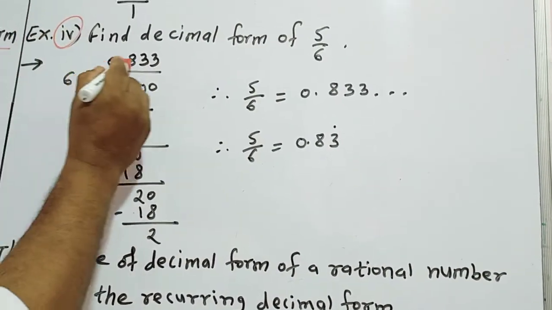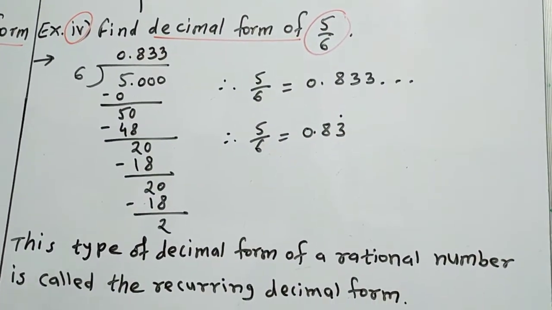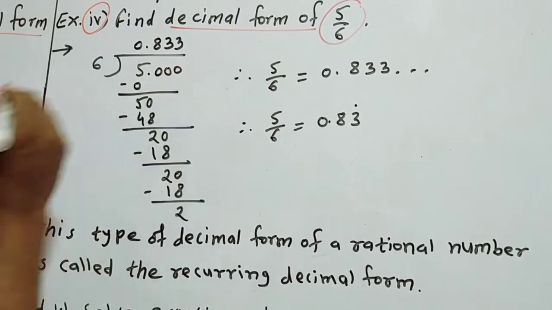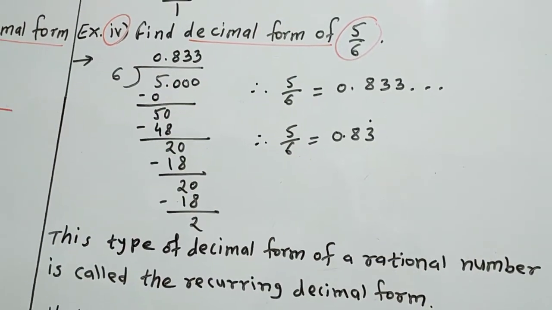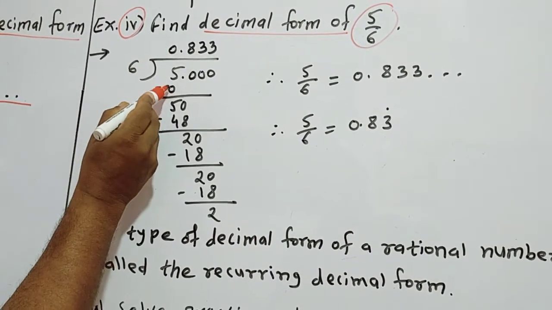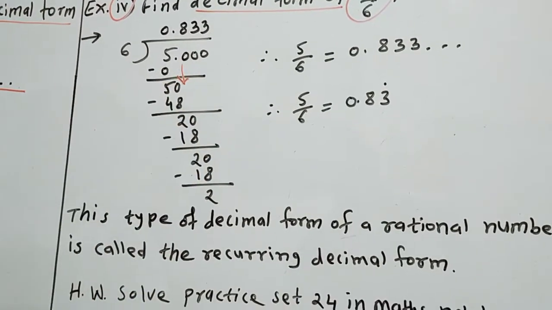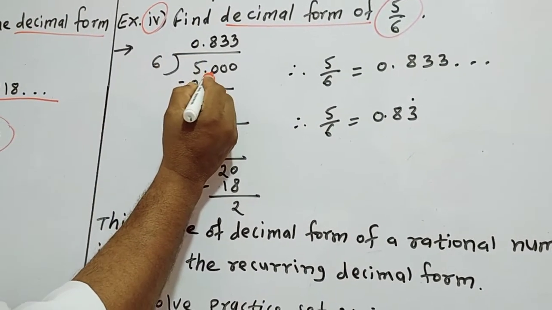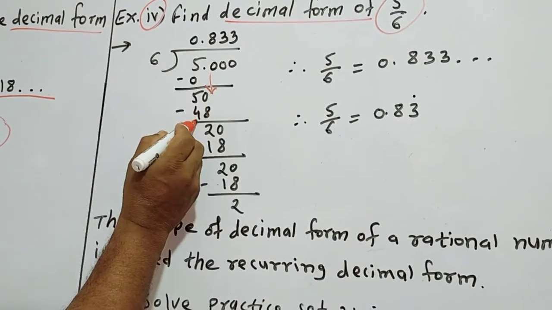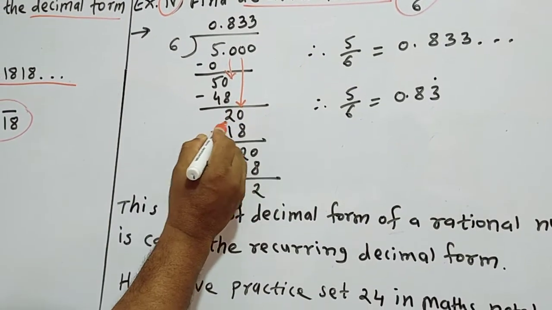For the next example, find decimal form of 5 upon 6. Means divide 5 by 6. 5 divided by 6, but take 5.000 to find answer. Now 5 is smaller than 6, so quotient 0, 5 minus 0 is 5. Take this 0 down, 50 it is, give point here because 0 is coming after decimal point. Now 6 8s are 48, 50 minus 48 is 2. Then take another 0 down, it is 20.